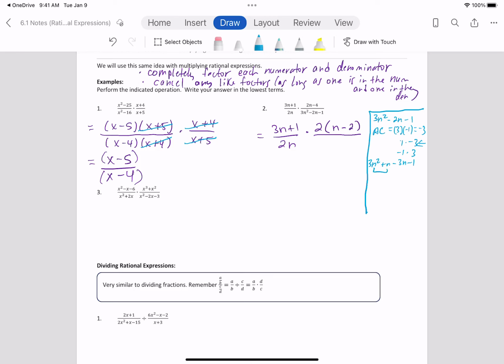And then if we pair them off, we have a common factor of n, and that leaves me with 3n plus 1. And then in the second pair, we have a common factor of negative 1, which leaves me with 3n plus 1. And then we factor out that common binomial.